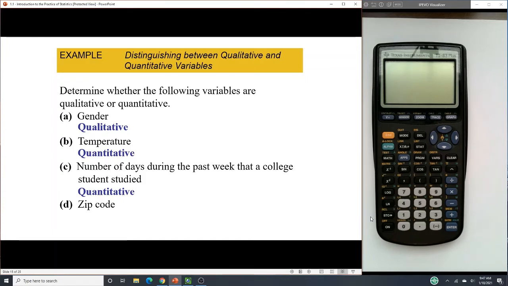Now zip code's a little tricky. We think of zip codes as numbers, but they are actually locations, okay? And so they are qualitative. We don't add zip codes together, whereas we can add the number of days, we can add the temperature, but we don't add zip codes together. They are a location, so that's why they're qualitative. So you got to be careful with some of those types of things. Sometimes there are some numbers that we use that are qualitative that we need to make sure that we're careful with, and zip code is one of those.